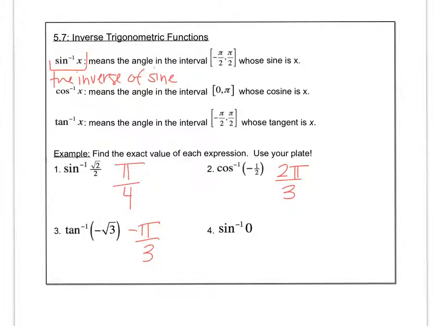And then where is sine 0? Put your finger on it on your plate. Find it on your plate. Put your finger where sine is 0. Sine is the second one, right? So you're looking at the second value on your plate. It's at 0, right? So you just put 0 down. Does that make sense?